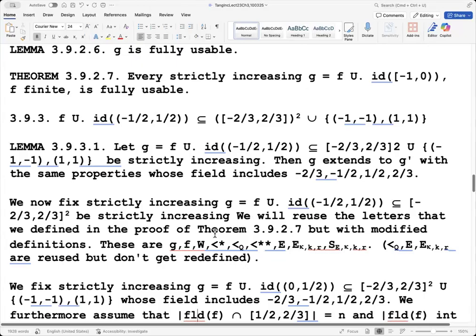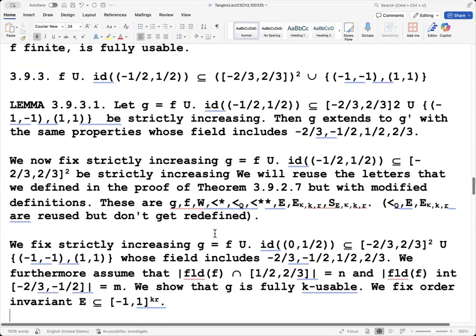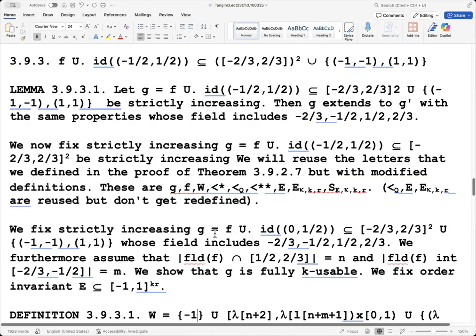This one is harder, kind of more interesting. So suppose that core identity part is in the middle, and the whole thing stays away from minus one, one, because it's inside minus two-thirds, two-thirds. Except that I am going to allow that it's trivial on the endpoints. That okay? Then I know it's fully usable. And let's talk a little bit about how this works.